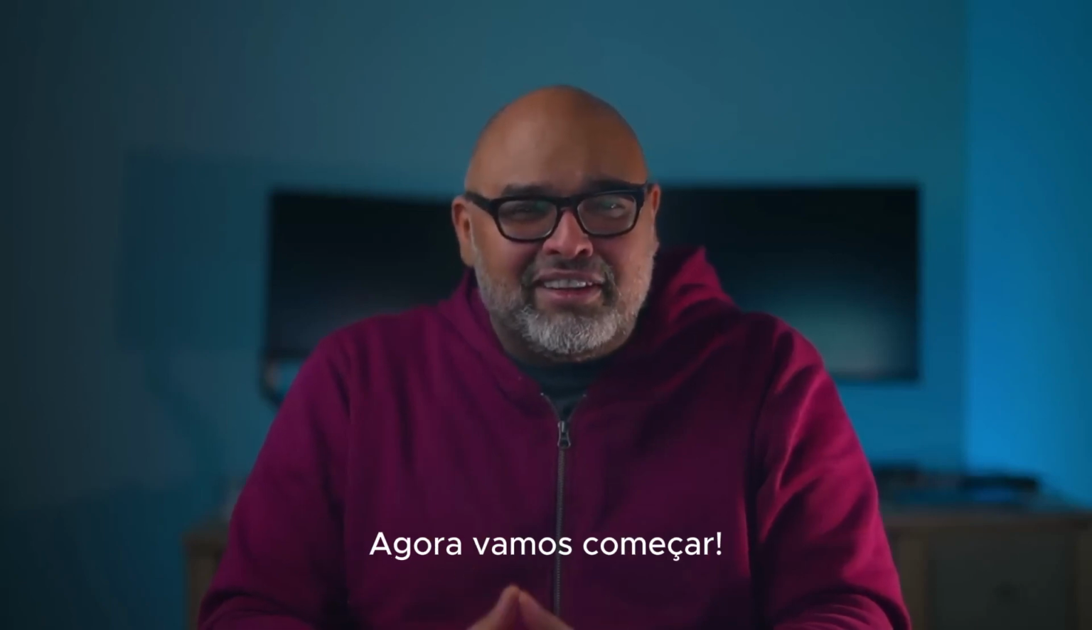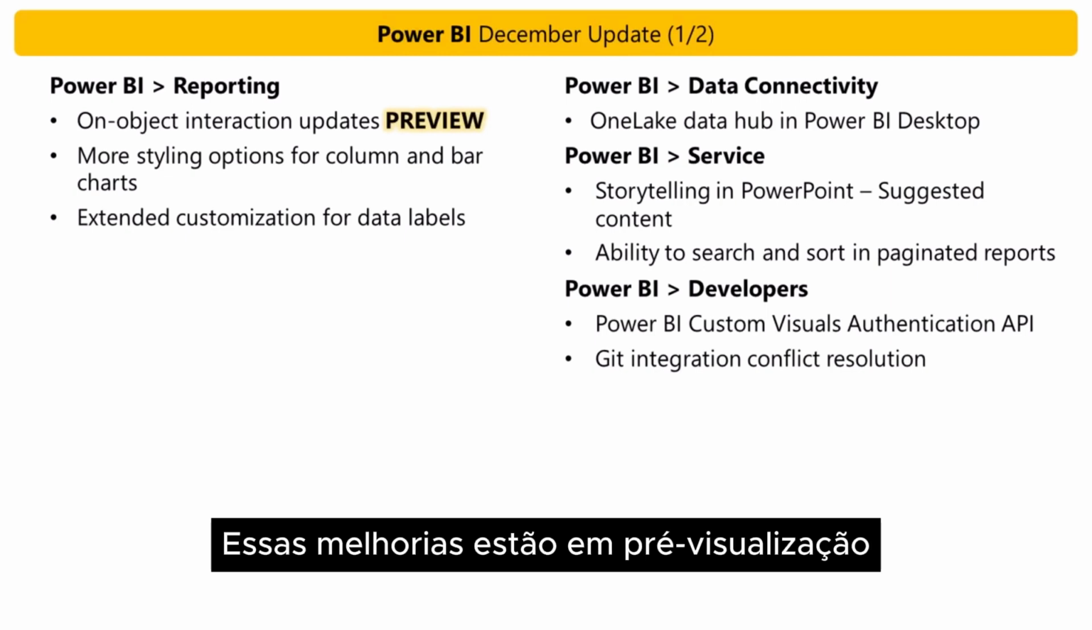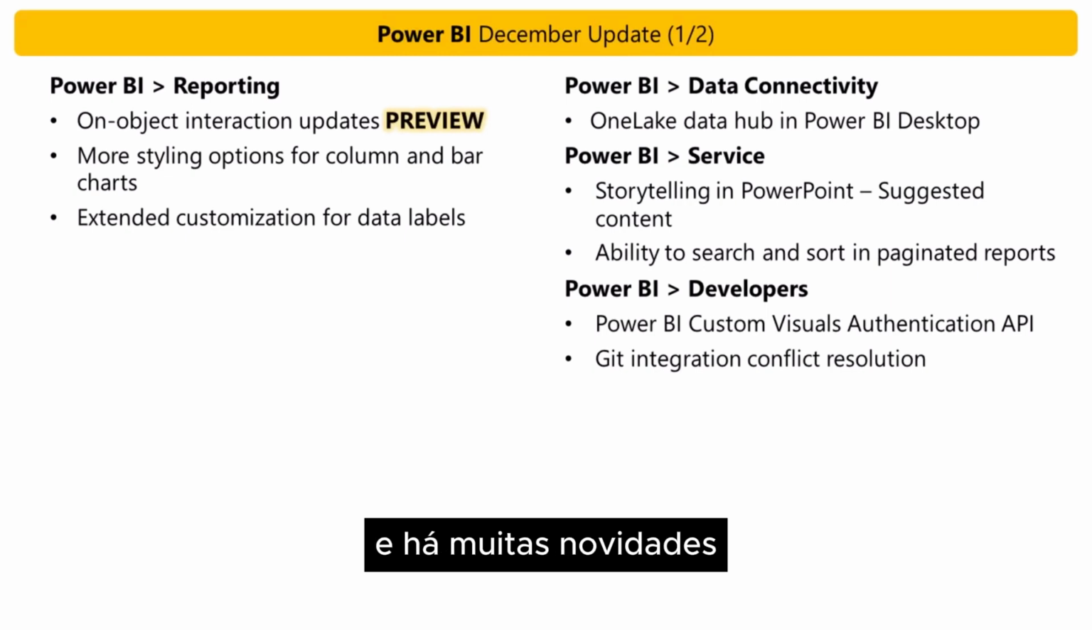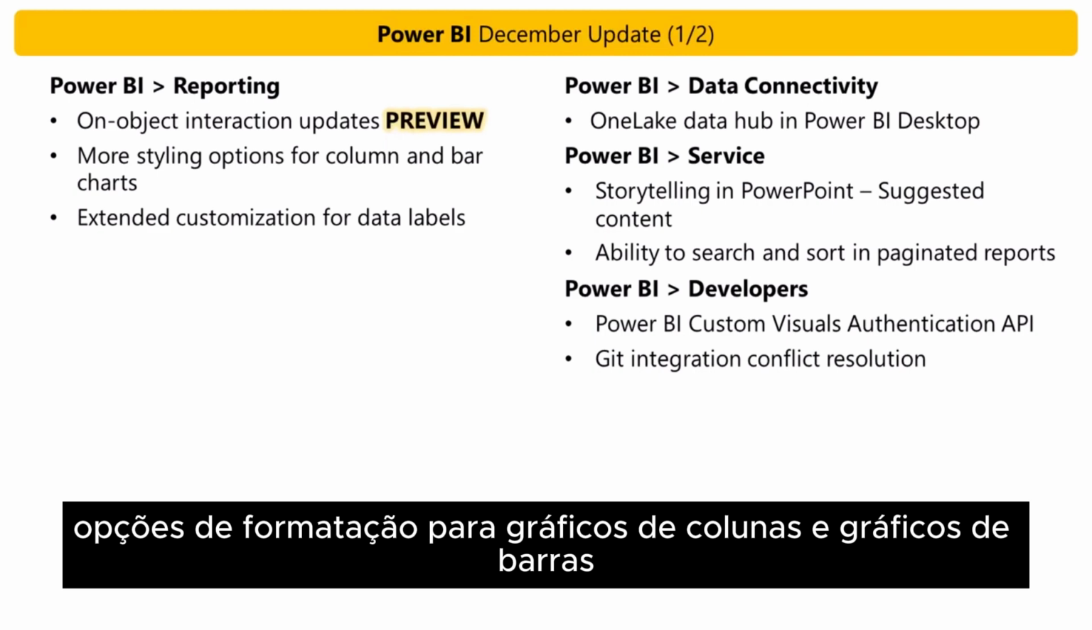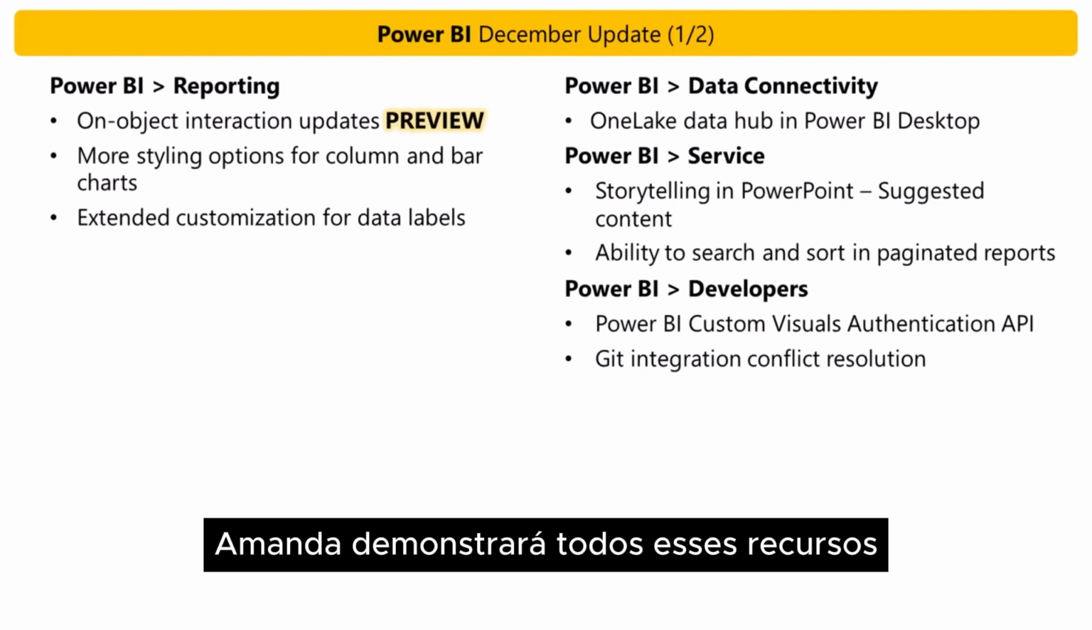Now let's get started. First, reporting. We improved on-object interaction. These improvements are in preview, and there are many new formatting options for column charts and bar charts. And data labels have gotten some additional customization options. Amanda will demo all these features.